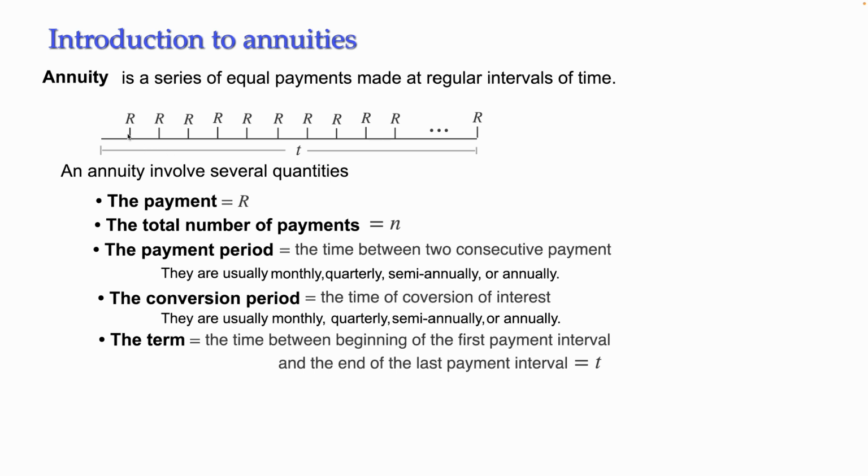The payment could be made at the end of each period or could be made at the beginning of each period. For example, when paying the rent of an apartment, usually you pay at the beginning of every month. So in this case, you are not paying at the end, but you are paying at the beginning. So there are two types of annuities. Annuities when the payments are at the end, and annuities when the payments are at the beginning of each payment interval. So depending on this, we divide annuities into types of annuities.